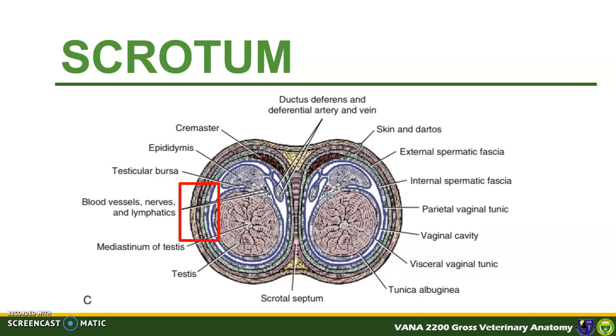This is important in the thermoregulation of the testis. This muscle pulls the testicle towards the body when the environmental temperature is cold, and otherwise moves away from the body when it is hot. In this slide, you can also see the testes, the different ducts like the epididymis and the ductus deferens, as well as the scrotal septum separating the right and left testicle.